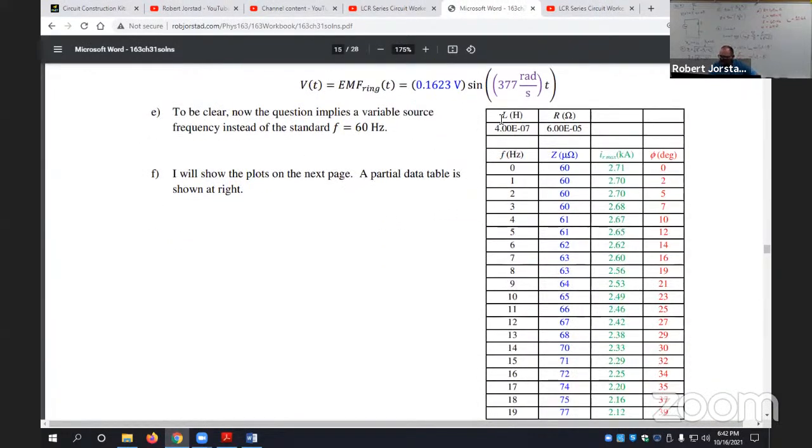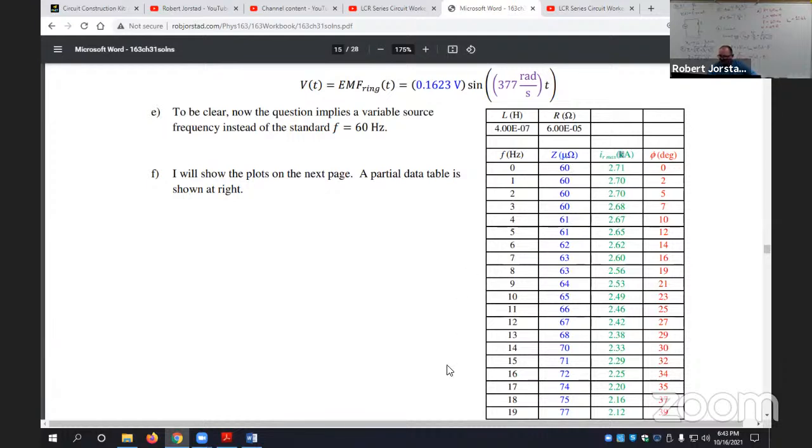So what I did is I made an Excel table. I got L, I have R, and so I tabulated the frequency. And remember, to get Z, you've got to use omega. So you're going to have to figure out the Excel formula used to get that. Now in this case, notice the units: microohms, kilo. Yeah, so you're going to have some work to do.